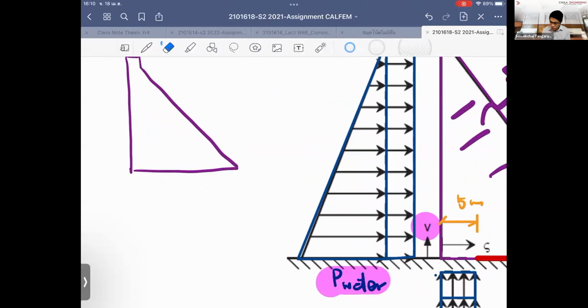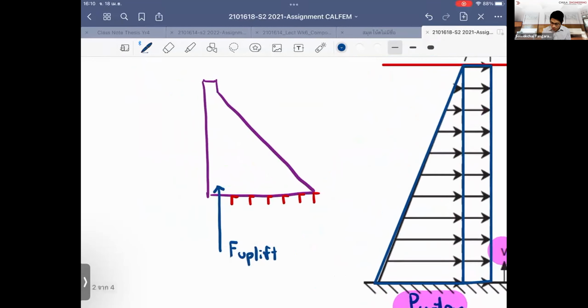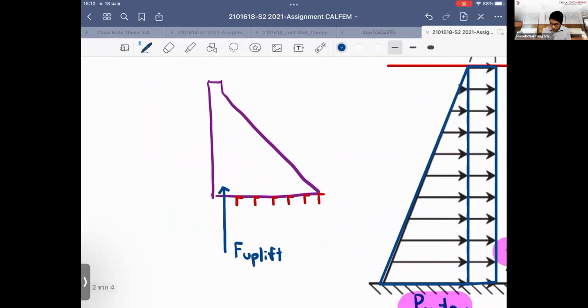I'm saying that, okay, I try to give the boundary conditions here. So this one, I fix them. Right. And I know there is a force. So I represent the uplift pressure with a single force, and I apply it to the centroid. And this, I say that this is the uplift.